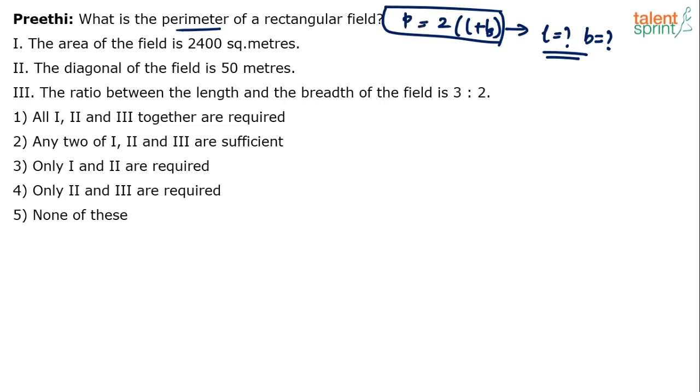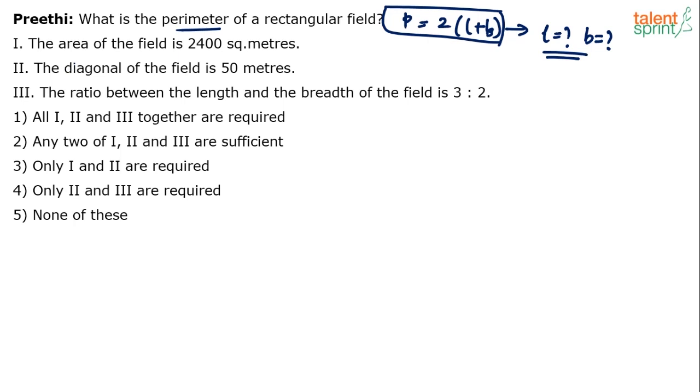Don't substitute. Only find out what are the variables that we need to be able to answer this question. So I am very clear now that L and B are the two variables that I'm looking for. Forget about perimeter or rectangular field and all that stuff. Just keep L and B in your mind. You have to find out what is L and what is B. Which statements can give you L and B is the question now.